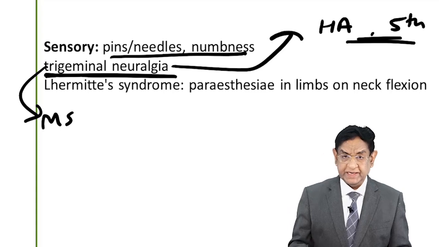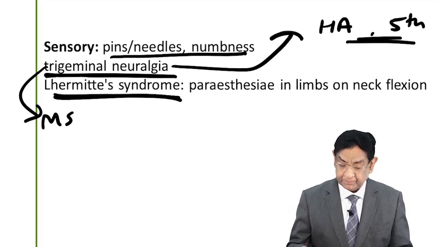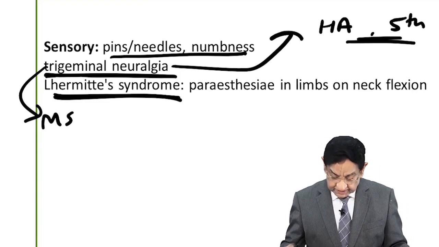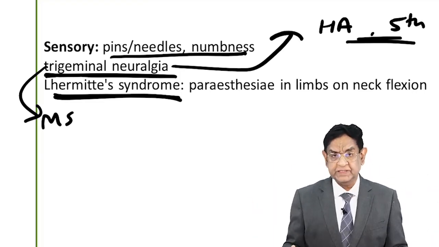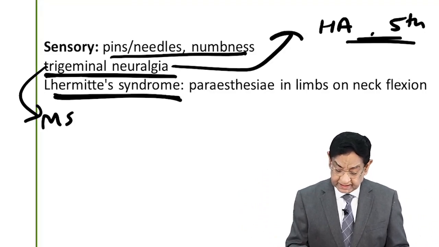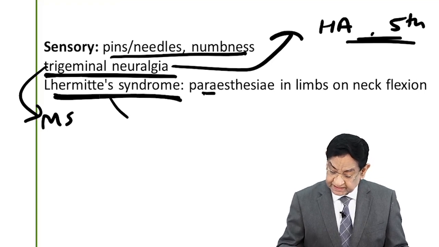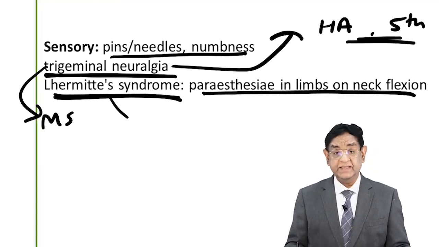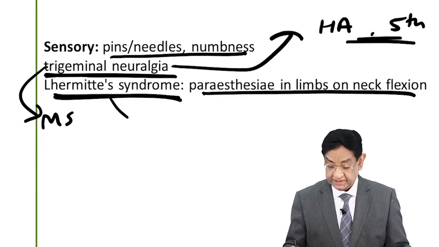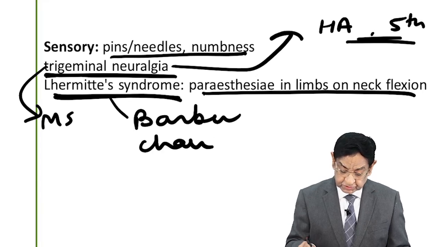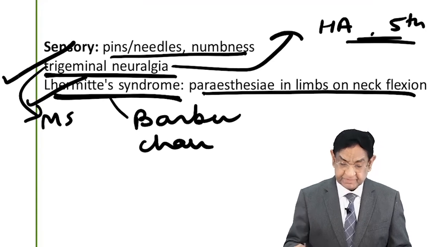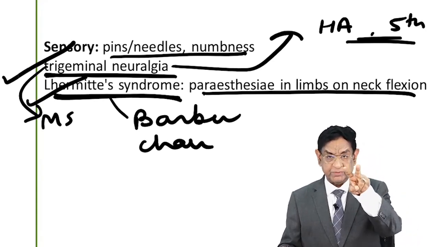Always. And one additional feature is Lhermitte syndrome. Classically, when the patient bends the neck forward, a current-like sensation goes down the limbs, and this is known as Lhermitte sign or Lhermitte syndrome. Paresthesia in the arms on neck flexion is also known as barber chair sign. So trigeminal neuralgia and Lhermitte sign are the two keywords that you got to remember.